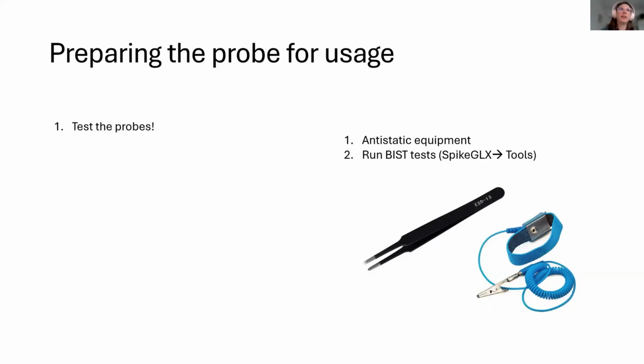Okay, so when you start preparing your probe, the most important thing is to test your probe before you insert it into any brain. Preferentially touch the probe only with anti-static equipment, and just plug your probe in and run some BIST tests, which at least in SpikeGLX you can access via the Tools tab. This will tell you how good your probe is and what your baseline noise level is, which is important to do before you insert it into the brain.